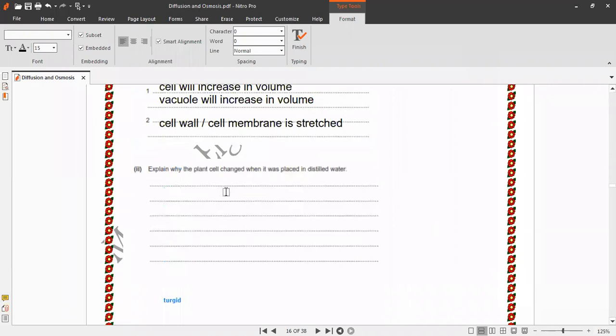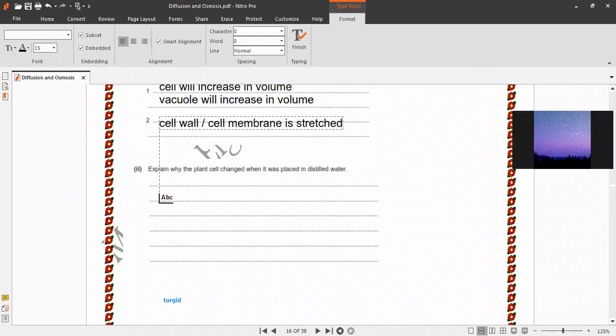Explain why the plant cell changed when it was placed in distilled water. Muhammad Alaa, can you answer? Explain why the plant cell changed. Okay, Dana. Yes, mister. Can you answer? Explain why the plant cell changed when it was placed in distilled water.